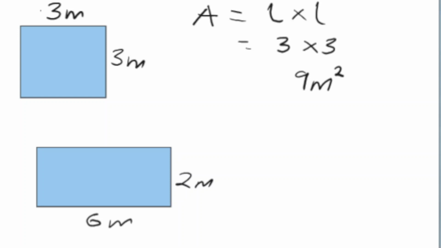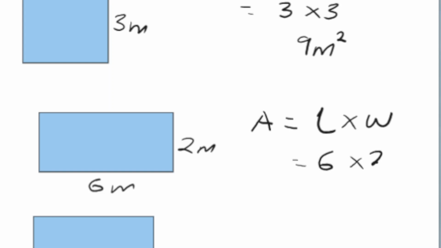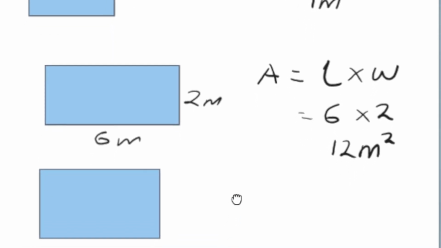But if you come to the next figure, which is a rectangle, I know that the area for a rectangle is equal to L times W, length times width. What is my length here? This is my length, 6. So my length is 6 times my W, which is 2. So I'll get 12 meters square.